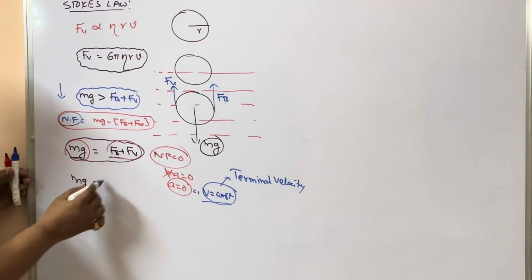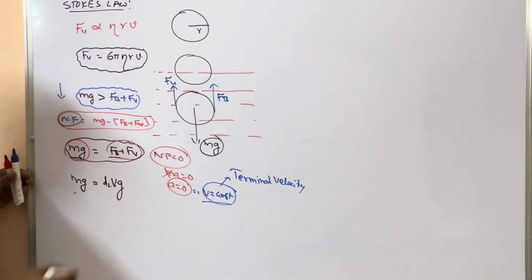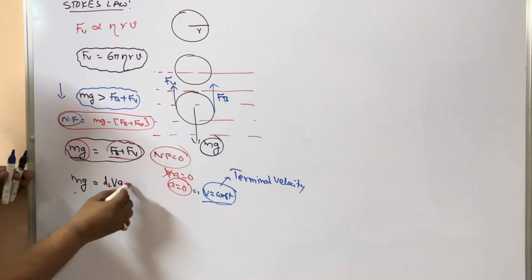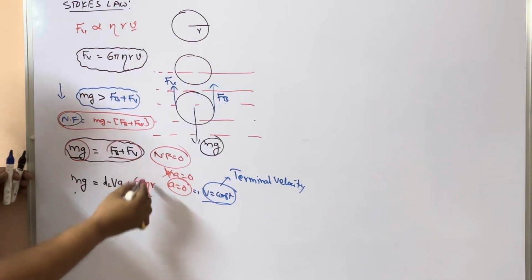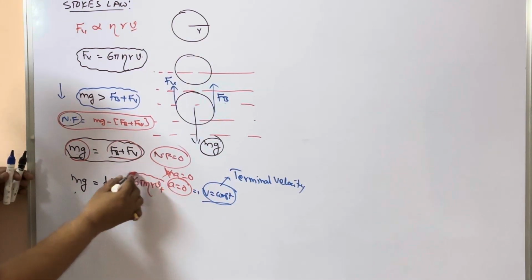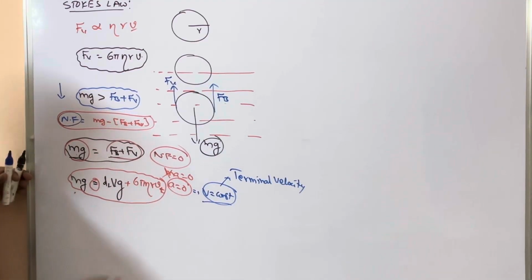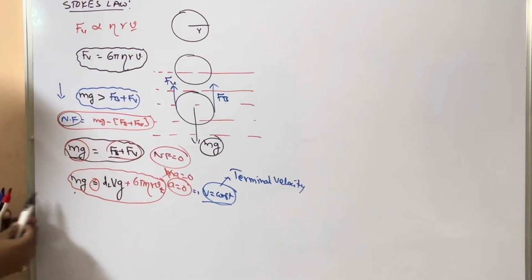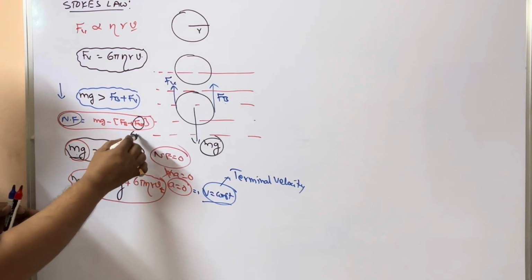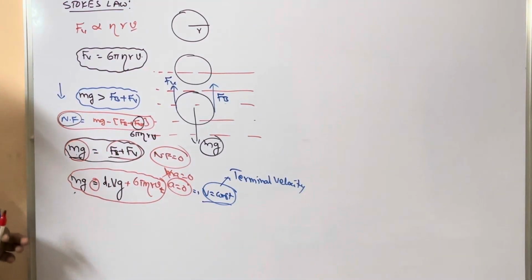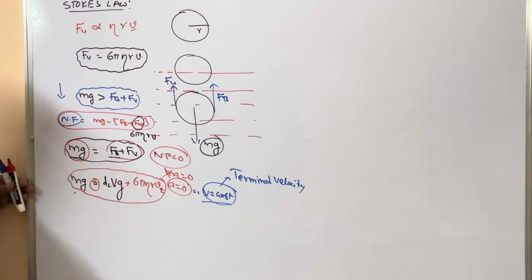So mg is equal to, what is the buoyancy force equation? d_l V g. What is the viscous force equation? We wrote 6 pi eta r v, and this v we will write as vt. Whenever we are writing is equal to, we have to take terminal velocity. If you are not taking is equal to, but greater than, then in place of F we will take 6 pi eta r v. So is equal to means terminal velocity. Now one by one we will change according to that.